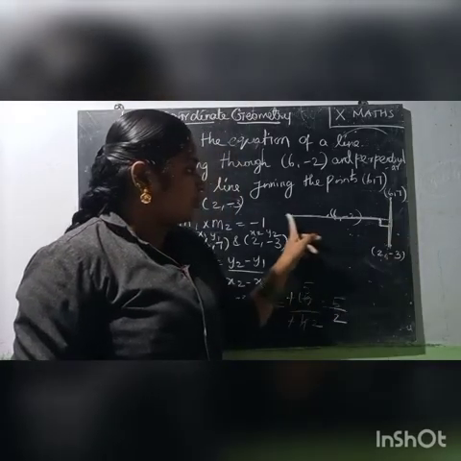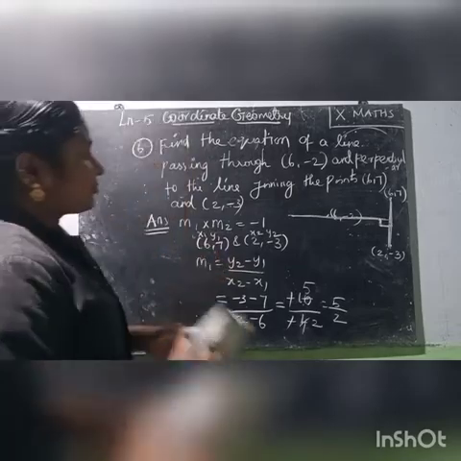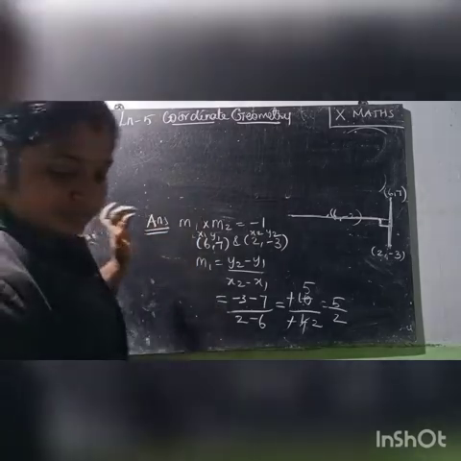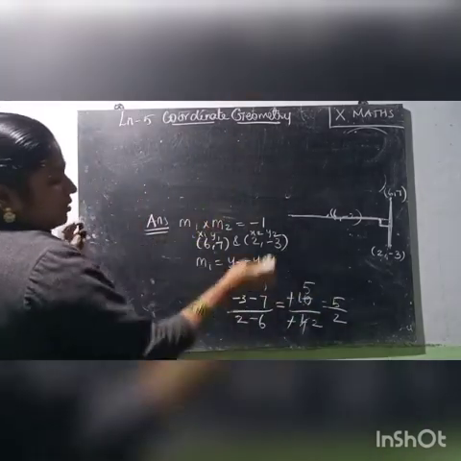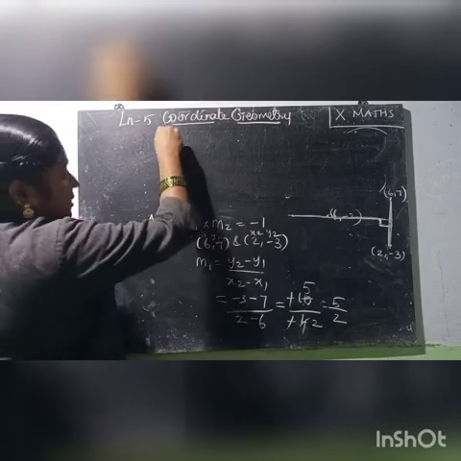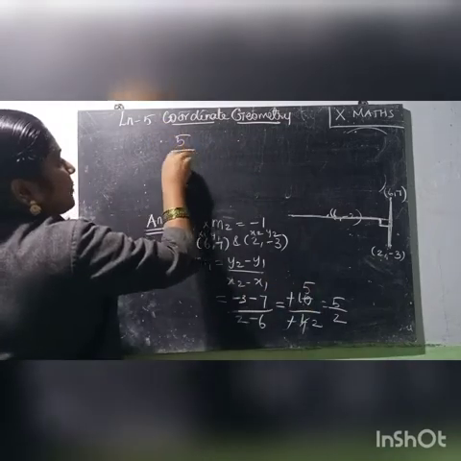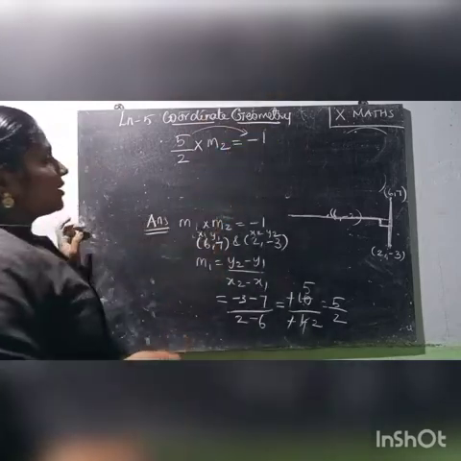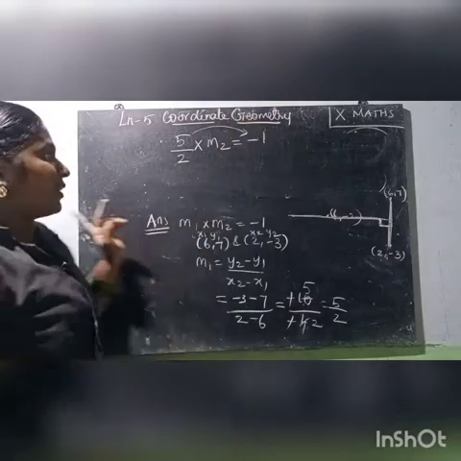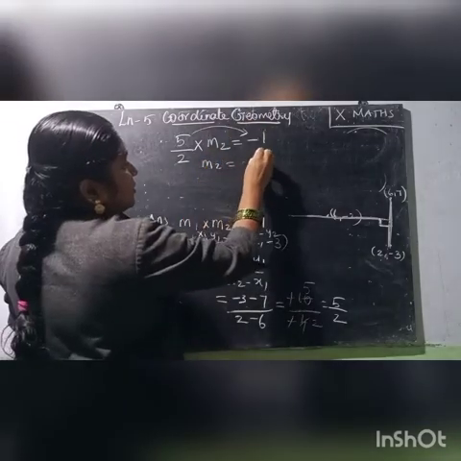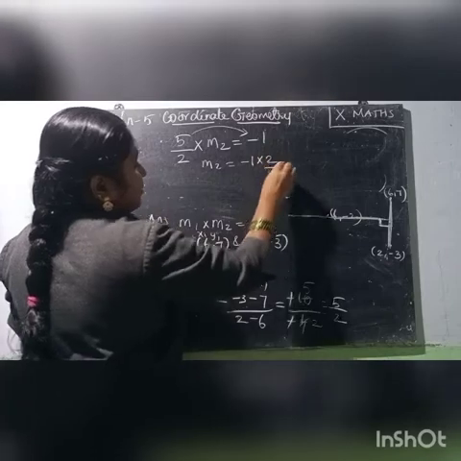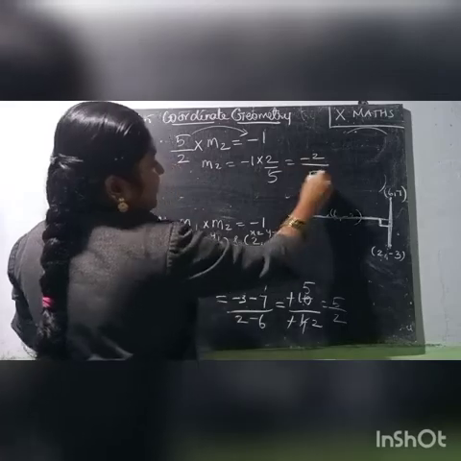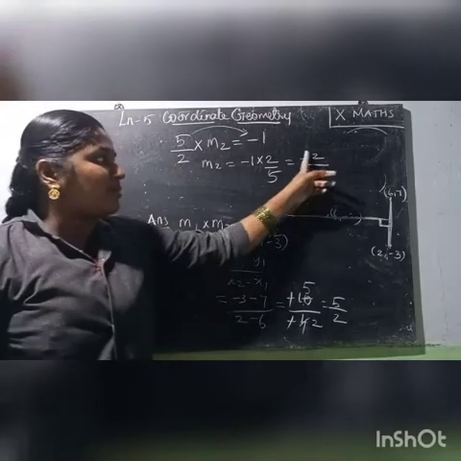Now we are going to find m2, this line's slope. So m1 is 5 by 2. So 5 by 2 into m2 equals minus 1. Let me bring the 5 by 2 here. 5 by 2 will change into 2 by 5, the reciprocal. So m2 equals minus 1 into 2 by 5, minus 2 by 5. So now the required line slope is minus 2 by 5.